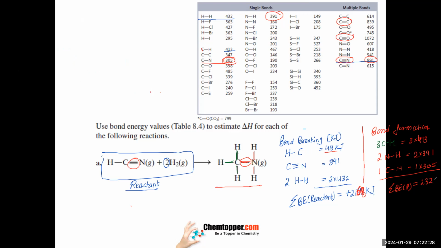2326 kilojoules. Perfect. So what's the delta H of the reaction? So this has to be taken plus 2168. It was 8, yes. Minus, this is minus summation of bond enthalpies of the reactant minus of the product, because products are formed. This reaction is also exothermic.